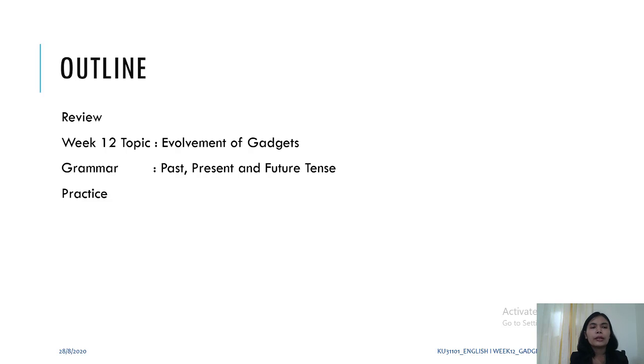So very quickly, we'll have the outline for the video. The first one is we are going to have a review for last week's material, and then we will talk about the topic for week 12, which is the evolvement of gadgets. And then we will talk about the grammar of past, present and future tense, and then we'll do some practice. Okay, so let's check the review question first.